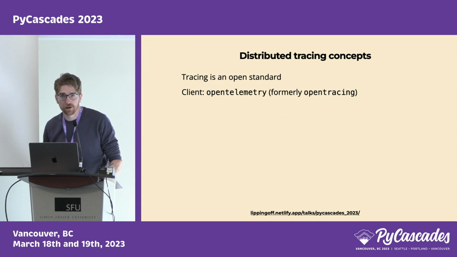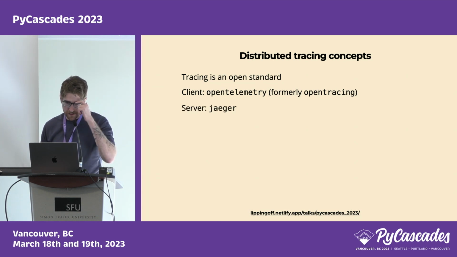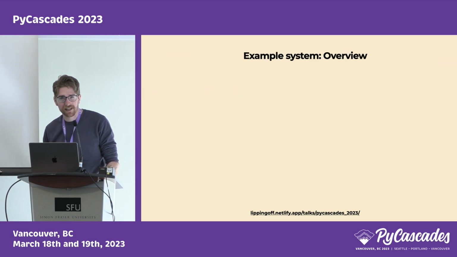I'll be looking at the OpenTelemetry client. It used to be called OpenTracing and OpenCensus. And for the backend, I'll be looking at Jaeger, which is a very common tracing backend. And with that, we're ready to talk about an example system.